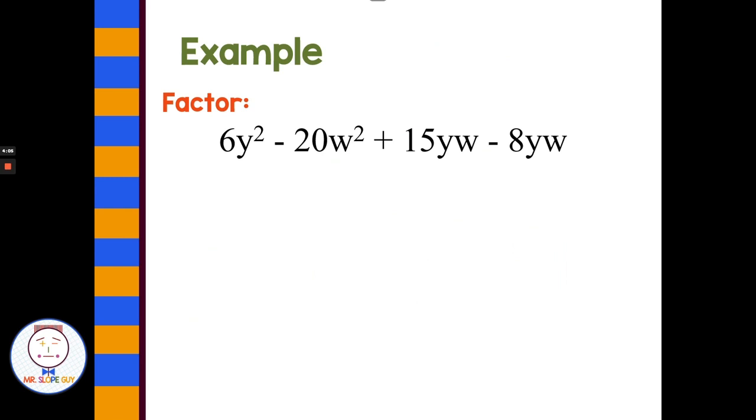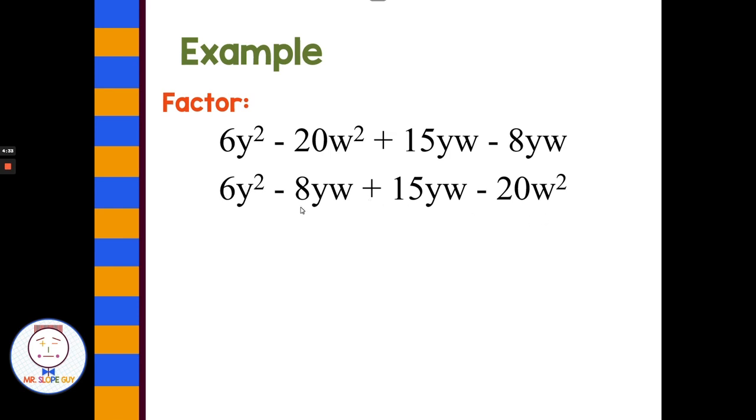So for example, in this problem, I don't necessarily like the order, because if I'm looking for GCFs, 20 and 15 jump out to me as having a GCF of 5, and I think they should be grouped together. And if I group those together, the 6 and the 8 still have a pretty good GCF. So let's rearrange this to 6y squared minus 8yw plus 15yw minus 20w squared so that I can get the largest GCF possible. And I have this low-high pattern trying to make sure that my GCF is going to come out to be the same to be able to factor repeatedly.